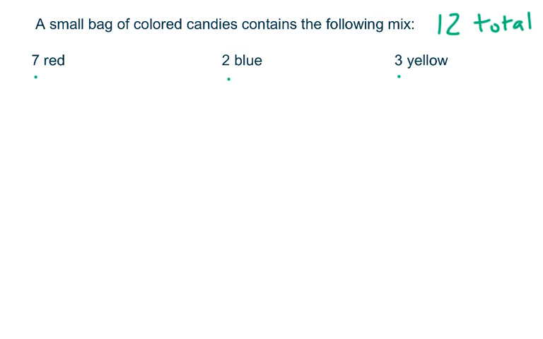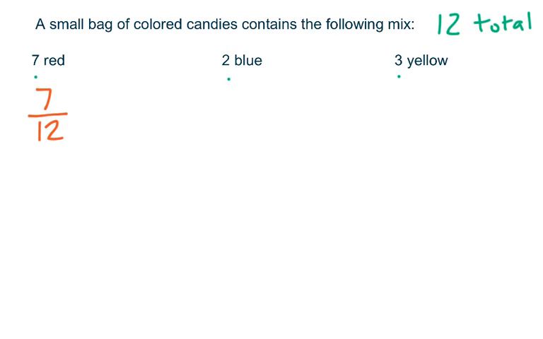What we want to do when we create a pie chart is show the proportion of each of these colors compared to the total. So that's how we're going to determine the number of degrees to give each color in our pie chart. Let's set this up with red first. I have 7 red candies out of the 12 candies that are in the bag. So 7 out of 12 of them are red, 7/12. So we want 7/12 of our pie chart to be given to red.